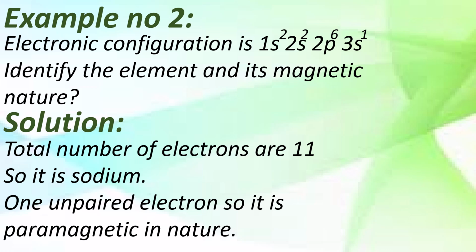Because the 3s orbital can occupy only 2 electrons, but there is one electron, and this single electron moves with the spin either clockwise or anti-clockwise. So when this electron moves, it creates electric and magnetic field. Due to this field, it behaves like a magnet. So it is paramagnetic in nature, that is weakly attracted by a magnetic field.